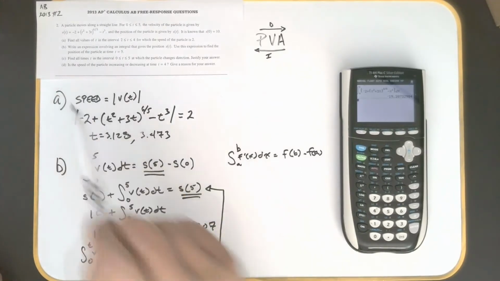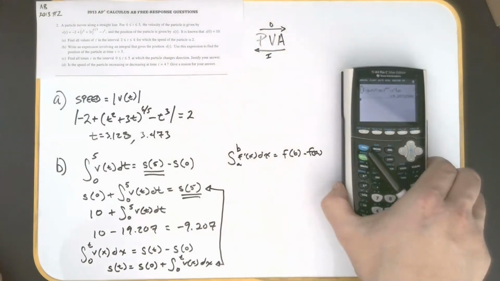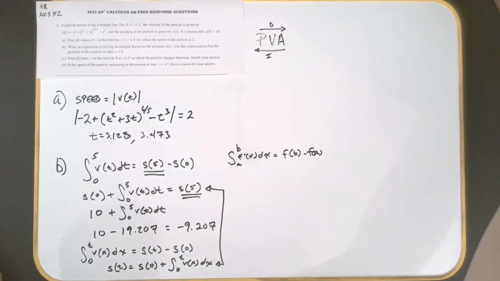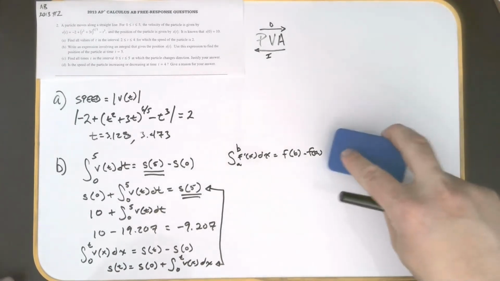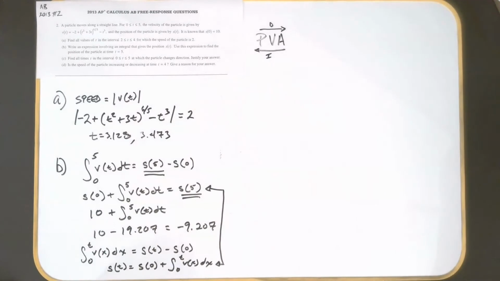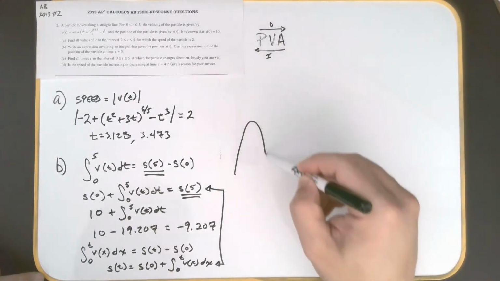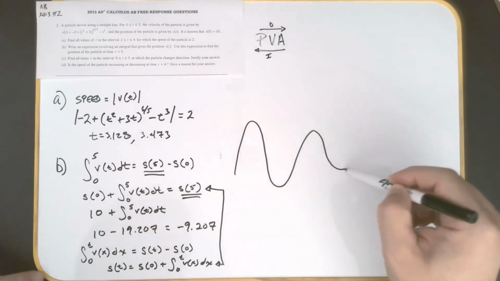Letter C says, find all the times t in the interval 0 to 5 in which the particle changes direction. Well, changing direction is the same as asking what your maxes or minimums would be. So if this is a position function, and we know we have vertical motion here, you want to think about it like this. This is what our particle is doing.